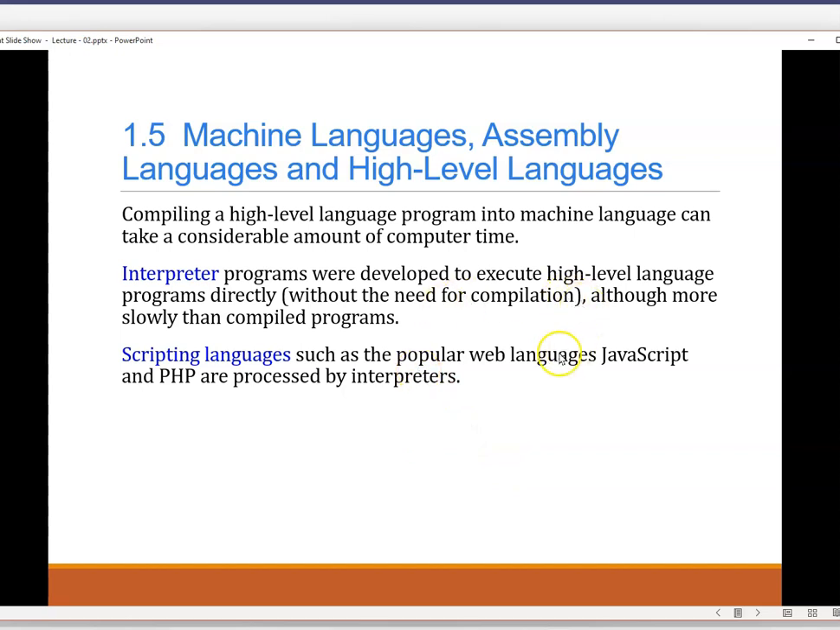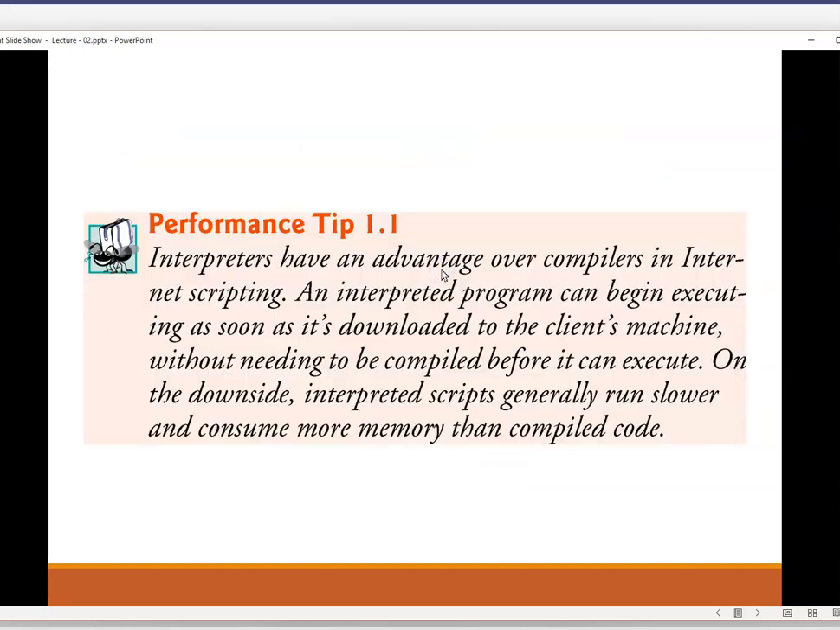Scripting languages, such as JavaScript, are often interpreted. Interpreters have an advantage over compilers in internet scripting because they can begin executing as soon as the client begins downloading. But the downside is interpreted scripts tend to run slower and consume more memory.